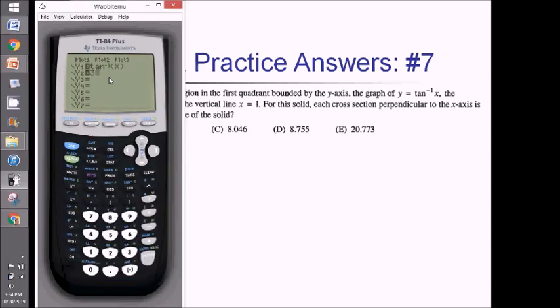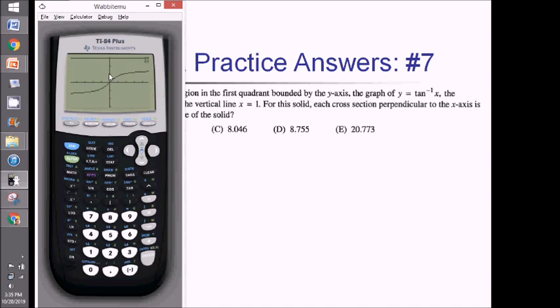So first off, I've got arctan in y1. I'll graph my horizontal line y equals 3 in y2. And let me just do zoom 4 just to get a basic sense of what's going on here. So there's arctan. There's my horizontal line. And now I also need a vertical line at 1, and we don't have to draw the x-axis because, well, it's already there.